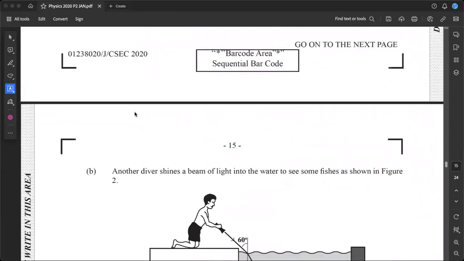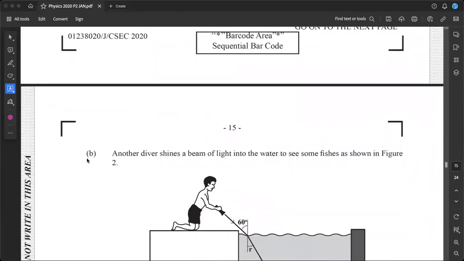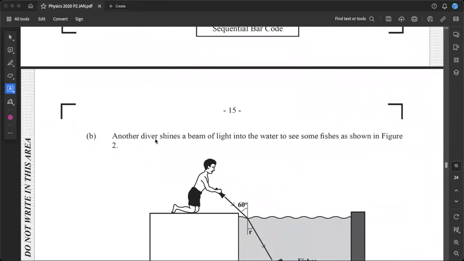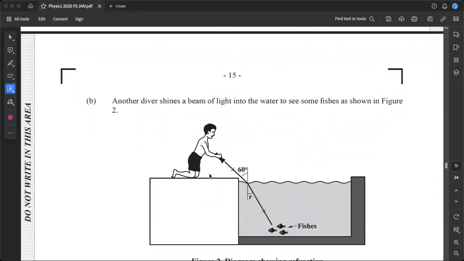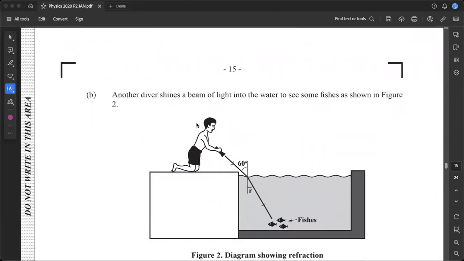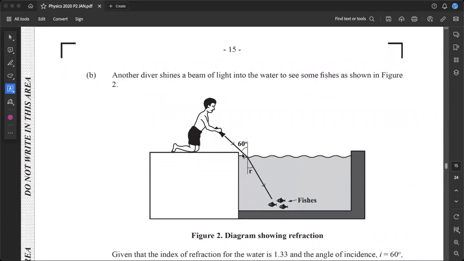So what's the next part? The next part of this question, part B, is saying that there's another diver, and he's outside of the water, so he's in air, and he is shining a beam of light into the water to see some fishes, as shown in this figure. So this diver now is in air, and the fishes are in water.